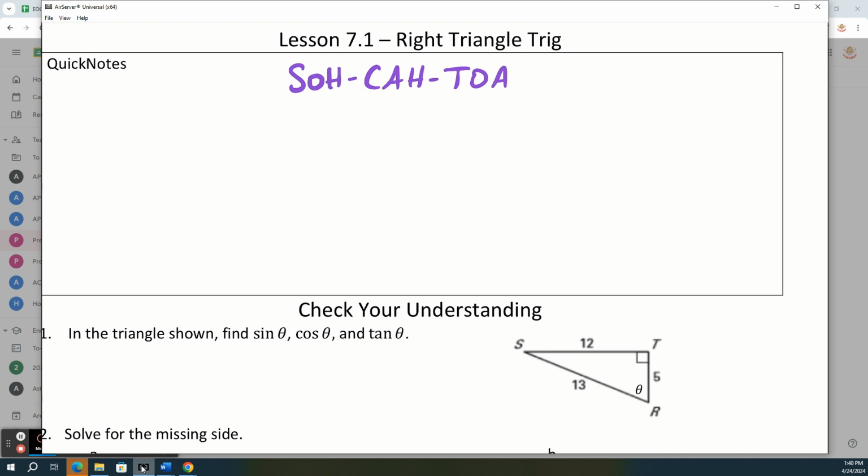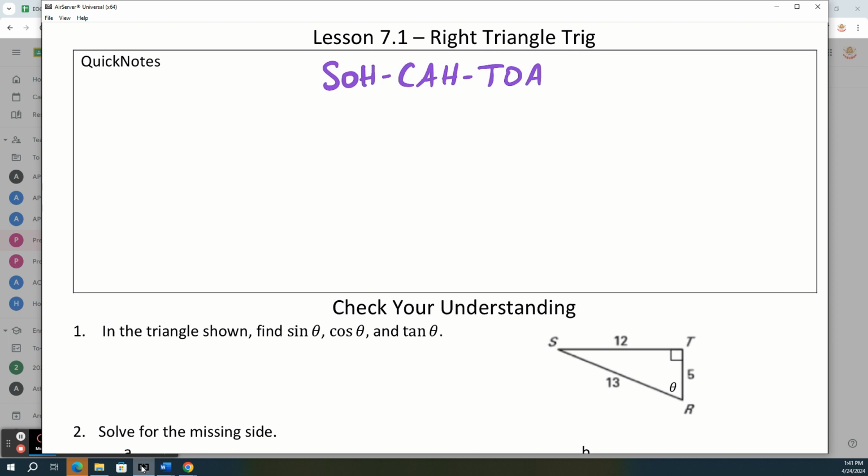I learned Oscar Had A Heap Of Apples. I just remember sine, cosine, tangent, and it was Oscar had a heap of apples. Ever since I've been here, we've done SOH-CAH-TOA at this school. If you learn something else, it's fine. Use whatever. You just need to know which side is opposite, hypotenuse, and adjacent.